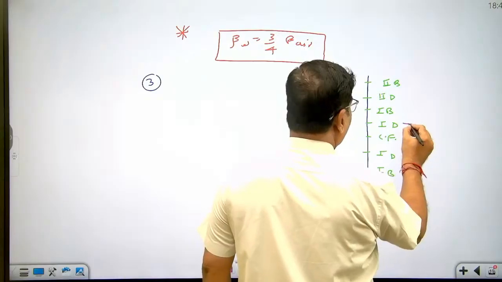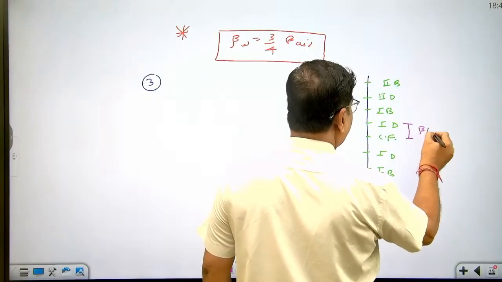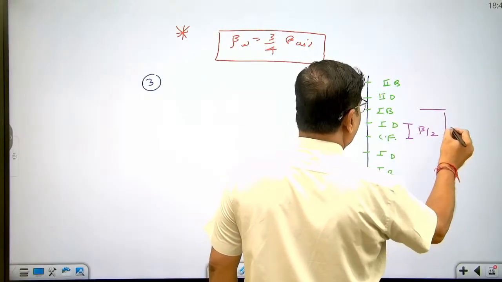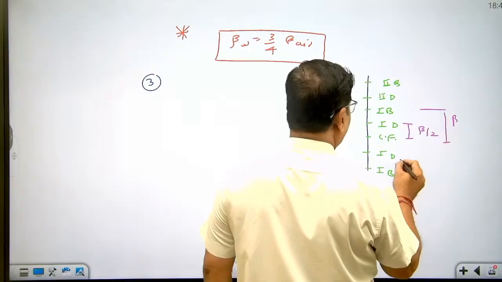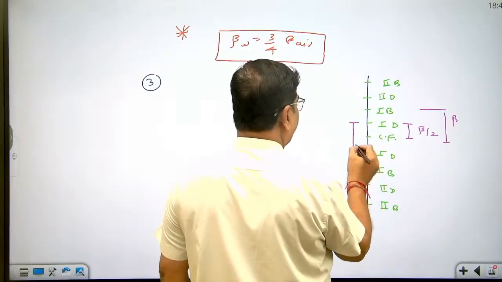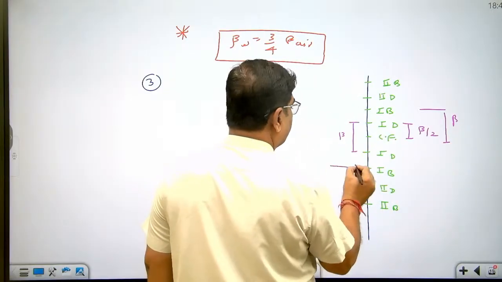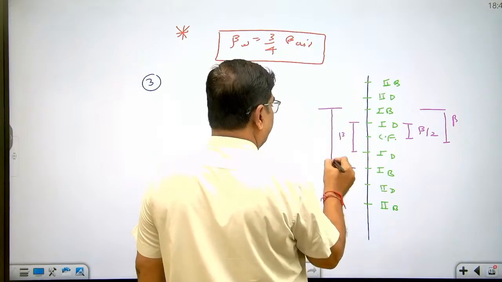Distance between central fringe and first dark is beta by 2. Distance between central fringe and first bright is beta. Distance between first dark and next first dark is beta. Distance between first bright and next first bright is 2 beta.